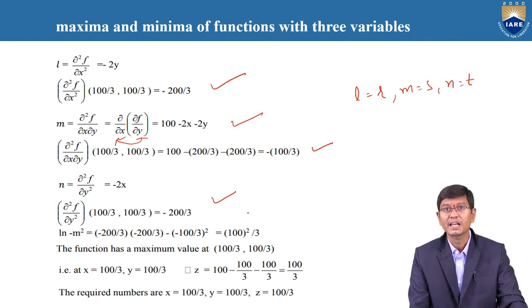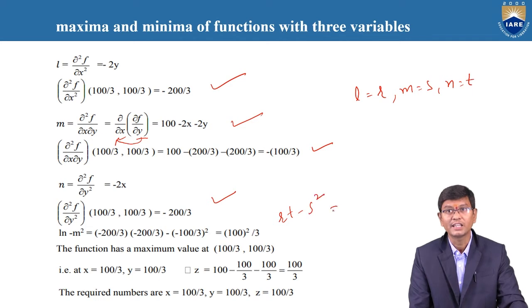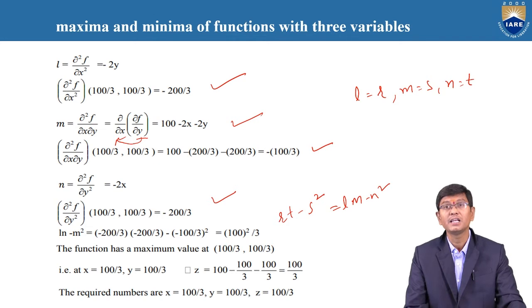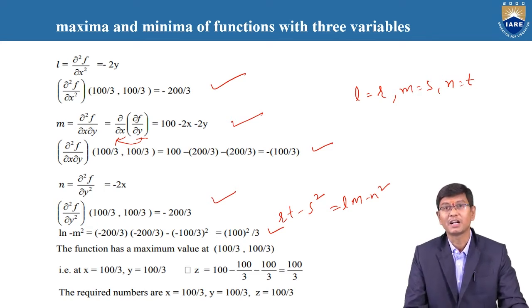Now we need to calculate the value of Lm minus n square. According to the working rule, by comparison, Lm minus n square is rt minus s square, and clearly you obtain the value 100 whole square by 3. This is a positive value. Therefore, the stationary point (100/3, 100/3) gives the maximum value.